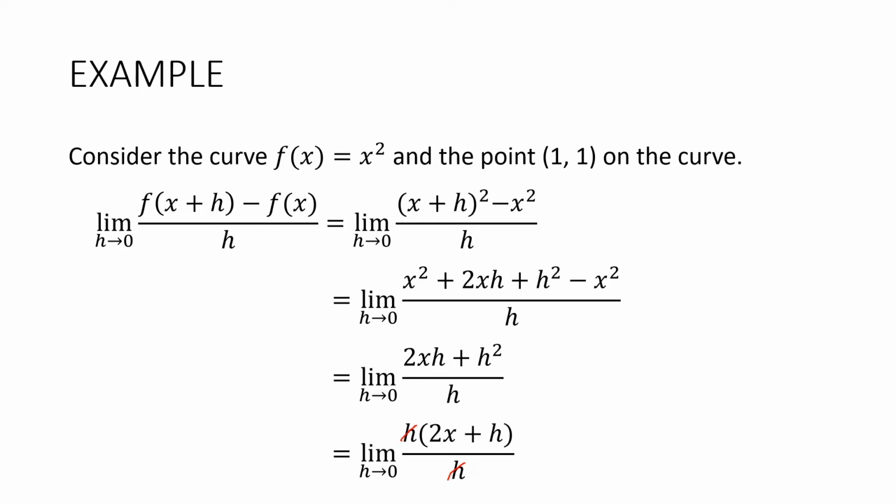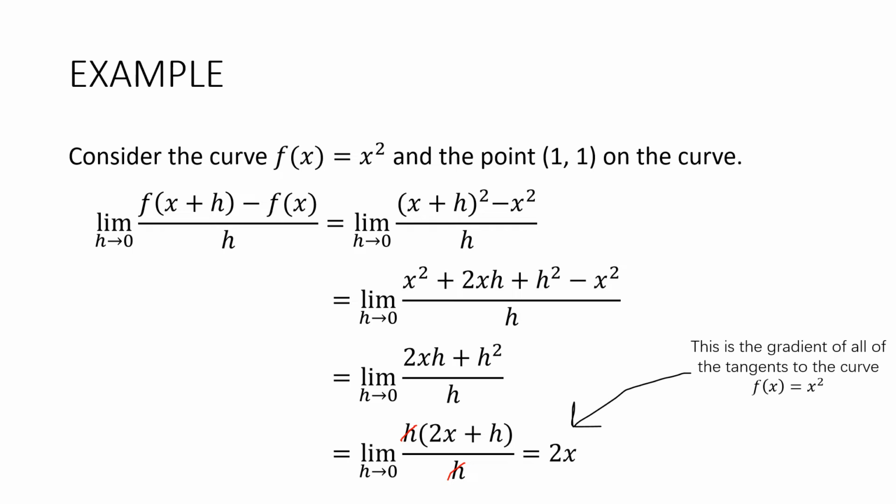Now, let's just pause there for a second. I couldn't substitute in h equals 0 here, or here, or here because I have an h on the denominator. But as soon as I've gotten rid of the h, I can substitute in. So the limit as h approaches 0 of 2x plus h is 2x. Now this is the gradient of all the tangents to the curve f of x is equal to x squared.